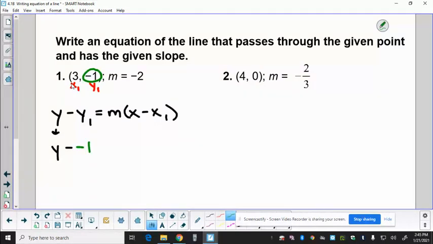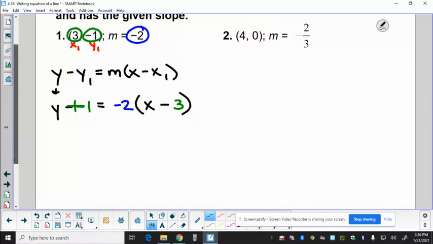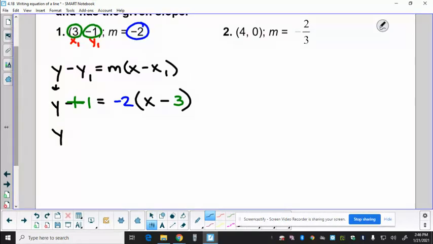Equals, all right, what's my slope? There it is. That goes in place of m. Keep that x there. Minus, okay, what's x1? It's a 3. Let's put a 3 right here. Now simplify this expression. So this will be a y plus 1 on the left-hand side. Do a distributive property over here. Plus 6. Finally, solve the equation.